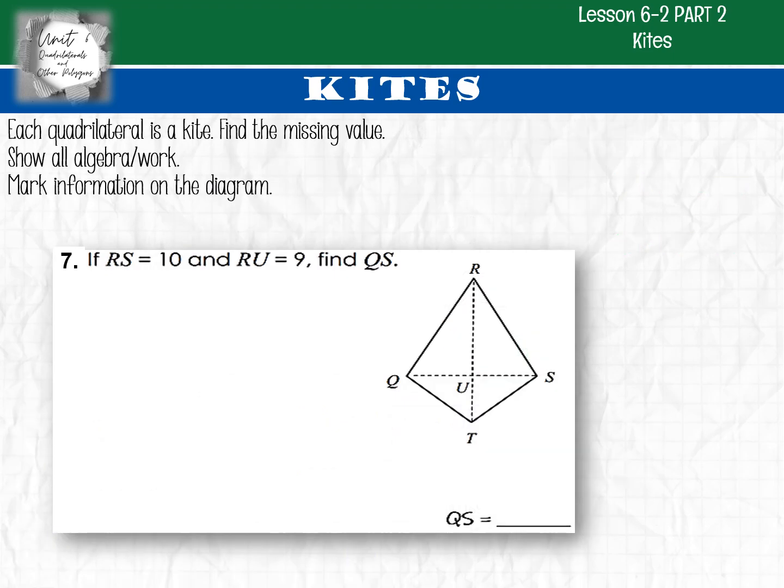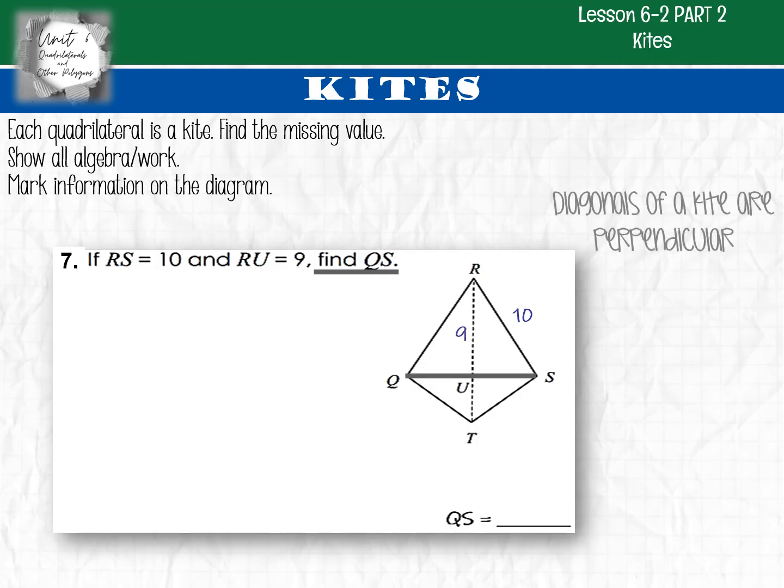Another one, number 7, same directions, I believe. Length of segment RS is 10. Length of segment RU is 9. Find the length of segment QS. That's that whole thing right there. RS is 10, RU is 9. Right triangle. Diagonals are perpendicular. That's what gives us our right triangle.